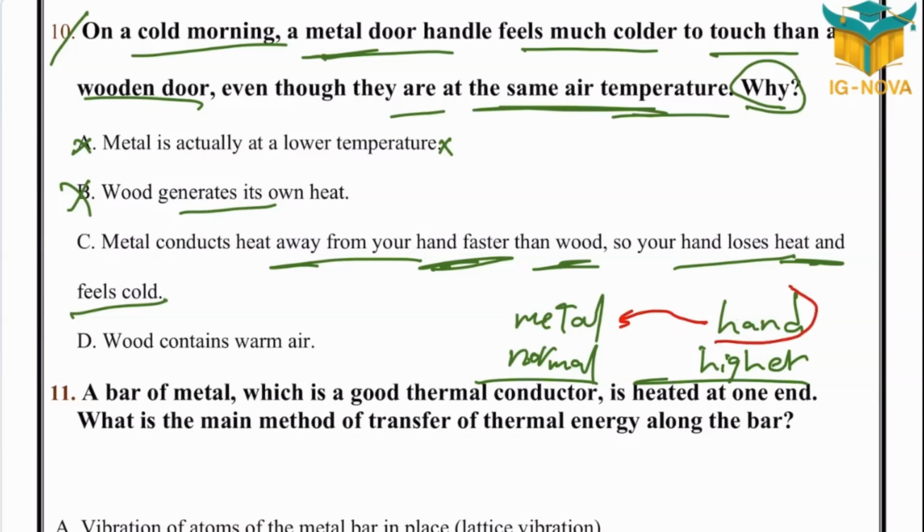That means your hand loses energy. That's why you feel cold. We feel cold because we lose energy, and the metal is a good conductor, so it's easy for it to take energy from you. So C is the correct answer.